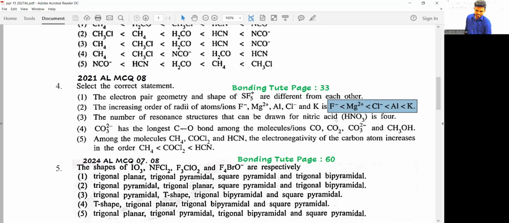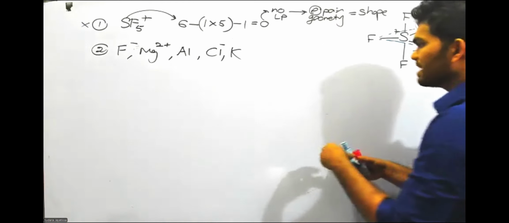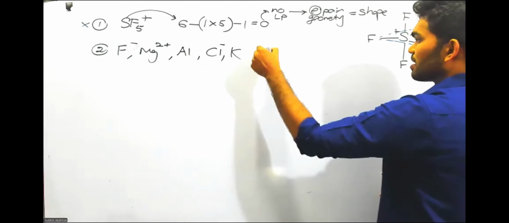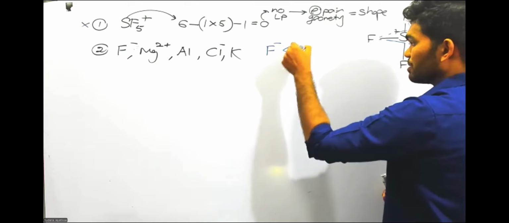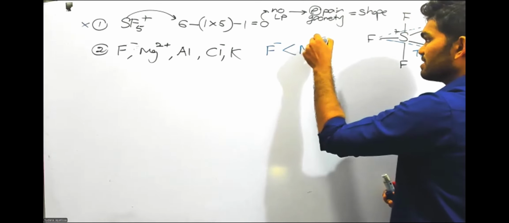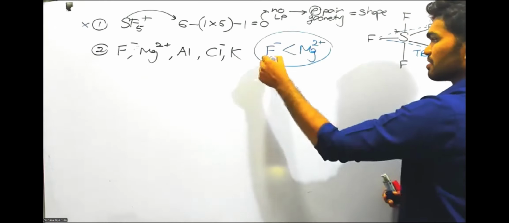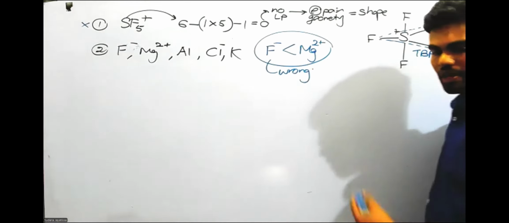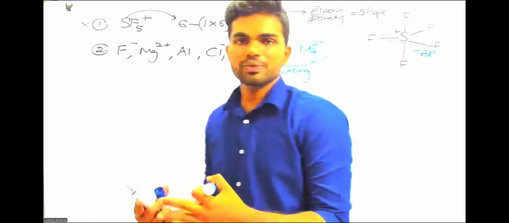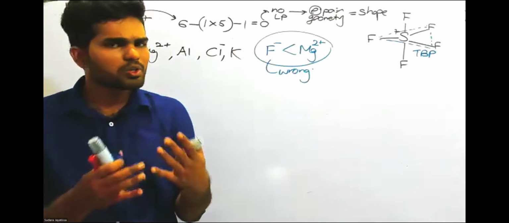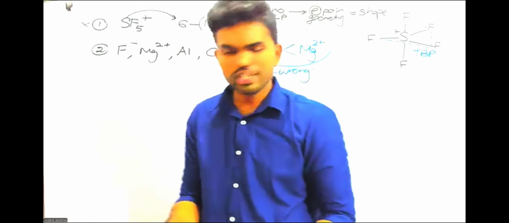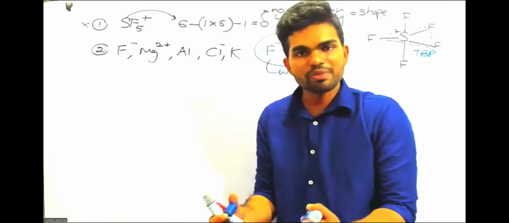F minus and Mg2 plus. So saying F minus is smaller than Mg2 plus, or saying Mg2 plus is larger, this is wrong, no? It's not going to happen. So therefore the whole arrangement you can say is wrong. Don't worry about the other things. Cl minus, argon, aluminium, we don't know them, no? No need to arrange them in order also.